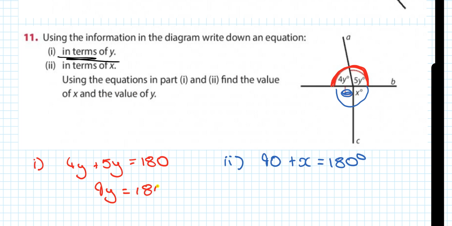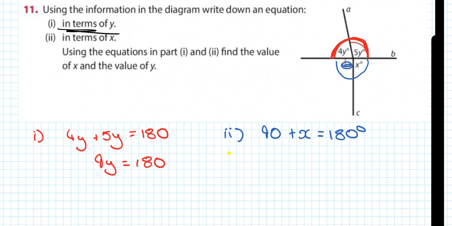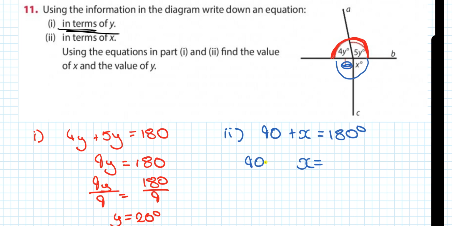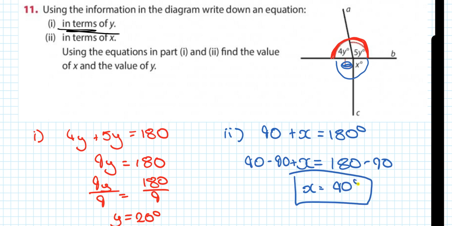Using the equation in part 1 and part 2, find the values for x and y. 9y is equal to 180. 4y plus 5y is 9y. I want to get y on its own, so I divide both sides by 9. y is equal to 20 degrees. What about over here? x is equal to, going to subtract 90 from both sides. So it's 90 minus 90 is equal to 180 minus 90. x is equal to 90 degrees. Done. Hopefully you found the video useful.